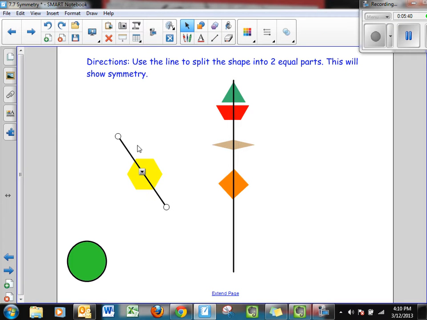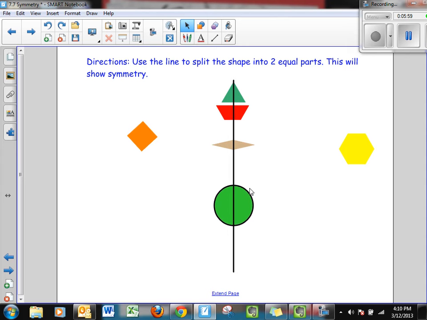But let's move this shape and ask a question. If I take this yellow shape over here, where I placed it, is it showing symmetry? You should have answered no. This would better resemble a line of symmetry. And then the last one, I'll move these out of the way so we can get the big circle over here. Would this show a line of symmetry? If you answered yes, you're correct. This line is showing that both pieces on both sides are equal.